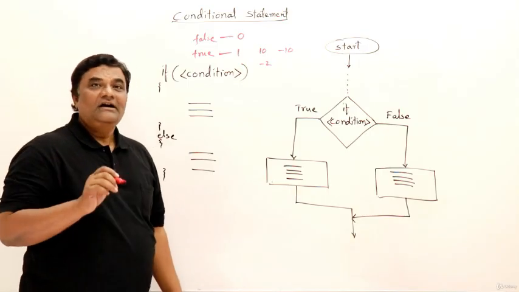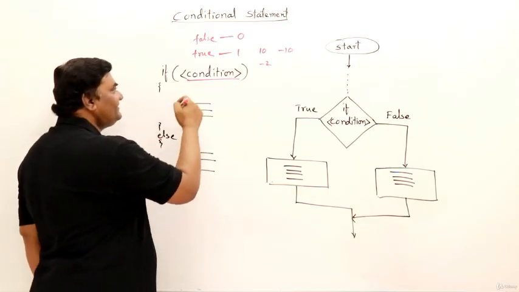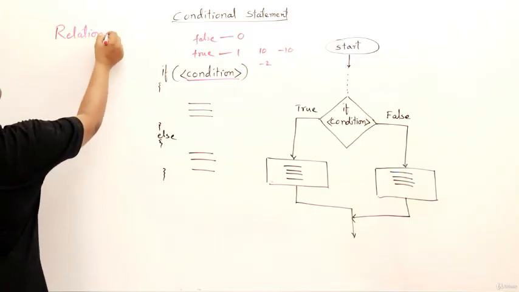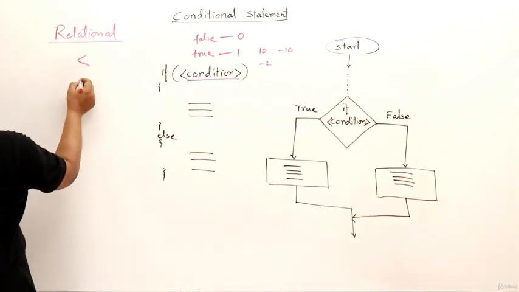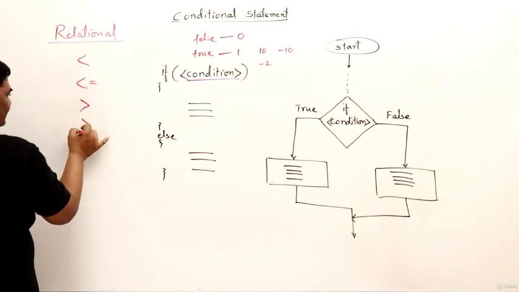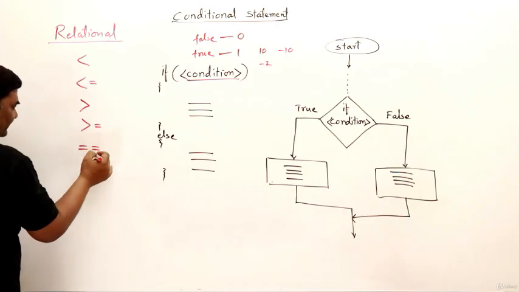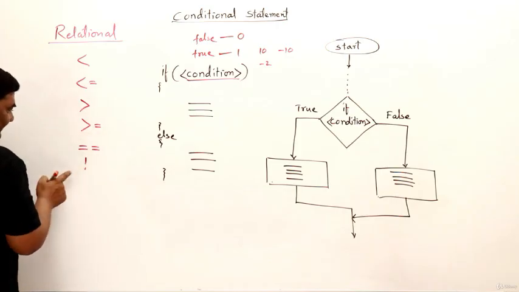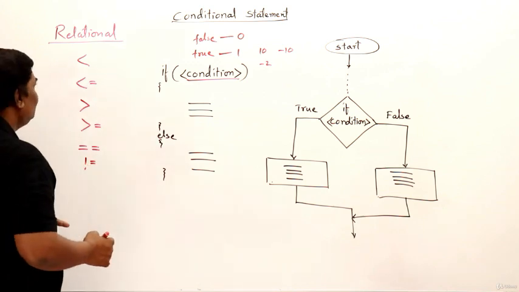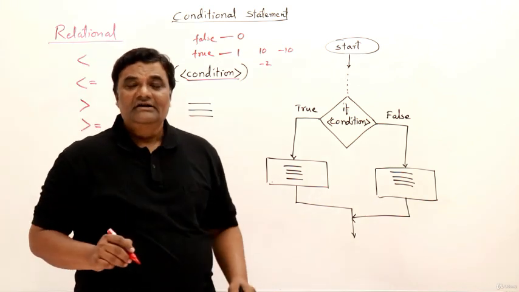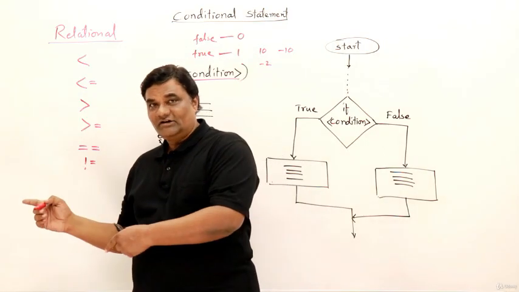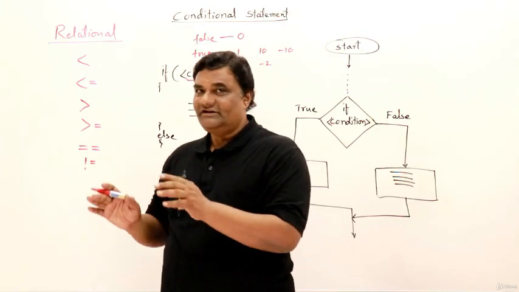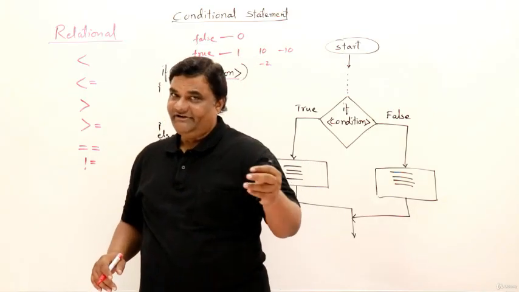Now the next thing we will learn is how to write this condition. Conditions are written using relational operators. So what are relational operators? Less than, less than or equal to, greater than, greater than or equal to, equal to. For equal to we have this symbol, the double equals sign, right? And not equal to, exclamation mark followed by equals. These are relational operators. We write conditional statements using relational operators and also logical operators. Logical operators I will not show now. I will cover them in another video.